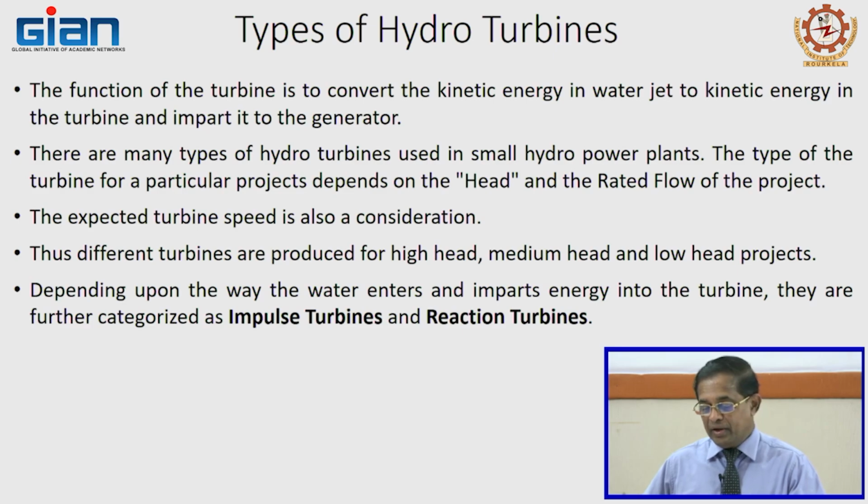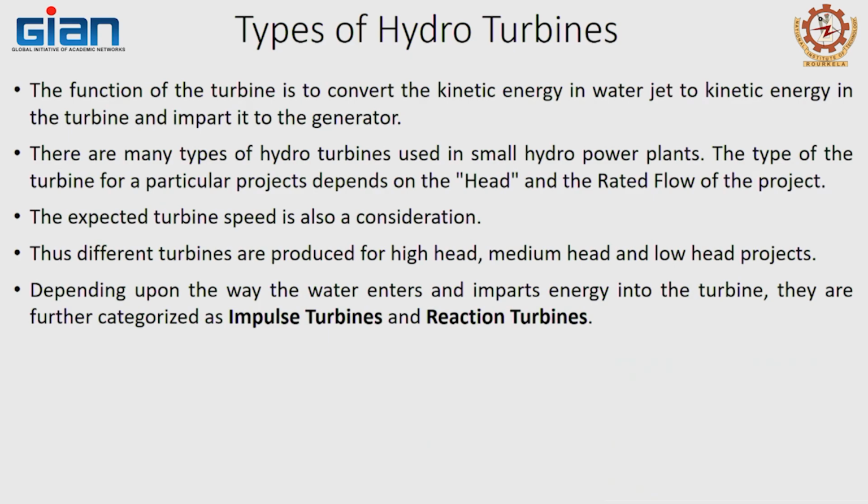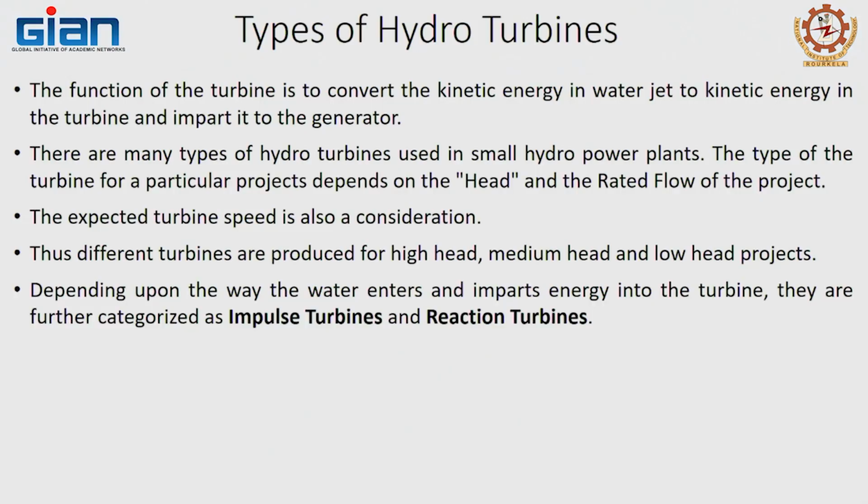So, there are many types of hydro turbines used in small hydropower plants. The type of turbine for a particular project depends on the head and the rated flow of the project, which we now know how to determine. The expected turbine speed is also a consideration, because usually turbines work at lower speeds. Lower speed turbines are a problem, because then you need lower speed generators, which are multipole. Multipole generators of salient pole type are expensive, and therefore it is a consideration. Thus, different turbines are produced for high head, medium head and low head projects.